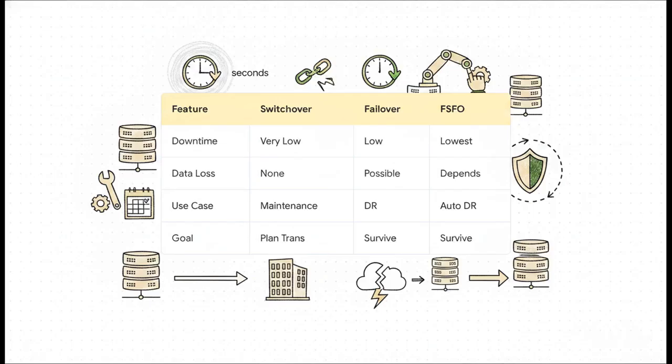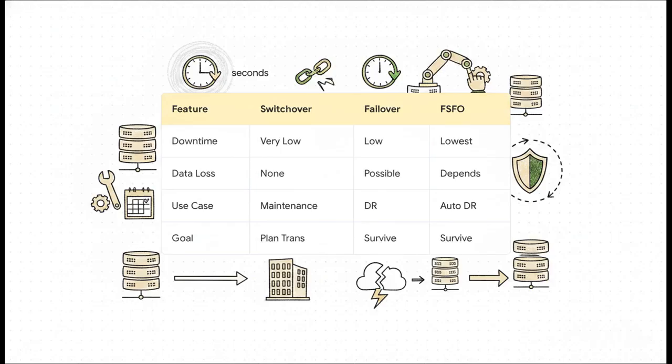Failover is technically low, but honestly, it can stretch from seconds to minutes depending heavily on how fast your DBA can respond. FSFO offers the absolute lowest downtime because it reacts automatically. And what's the typical use case? Switchover is strictly for maintenance and planned activities. Failover is for disaster recovery when the primary is lost. FSFO is for automatic DR with zero manual effort.